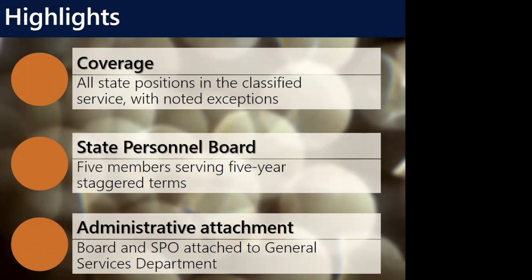All right. So also the Act created the State Personnel Board. It has 5 members. We only currently have 3. And they're serving 5-year staggered terms. So ideally, they'd come up for a term every year, but in staggered terms.